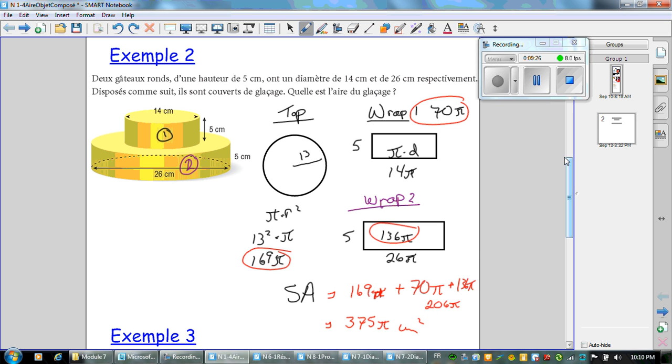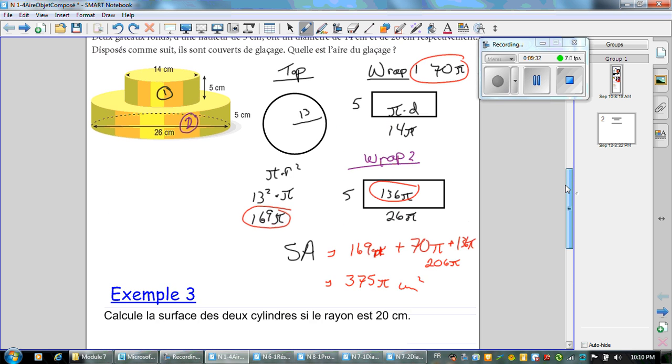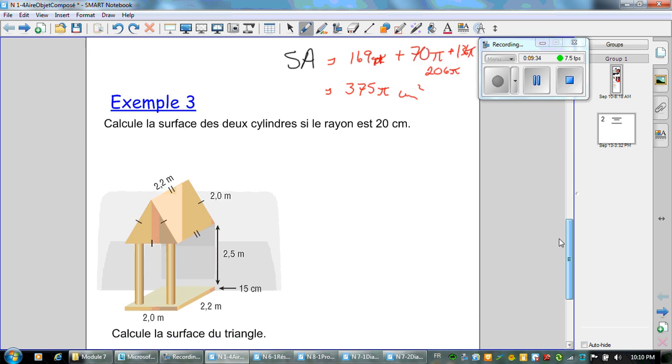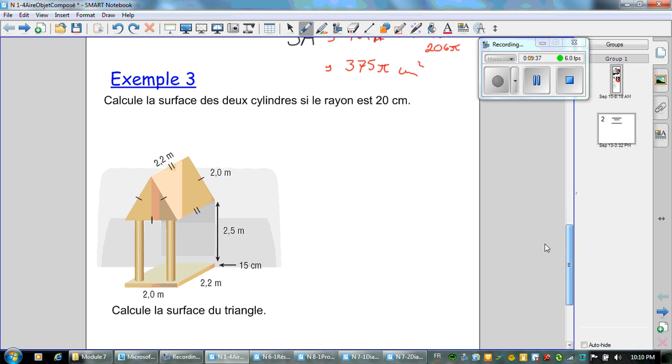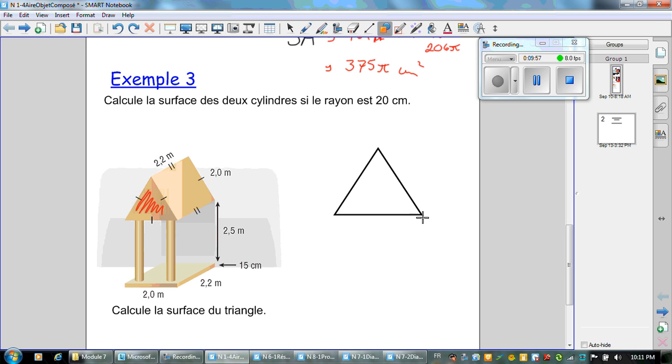There you go. Let's do one final example and that'll be it. This one here is a little bit tougher. We have a birdhouse, and what we need to do is calculate the surface area of this triangle here. So let's just do that and then we'll be done. So I'm just going to draw that triangle a little bit bigger here so you can see what exactly is happening.